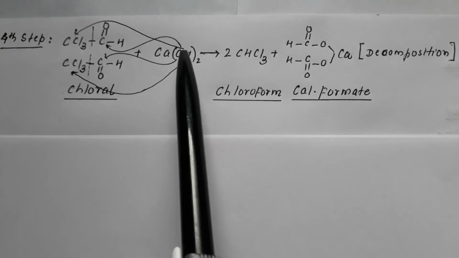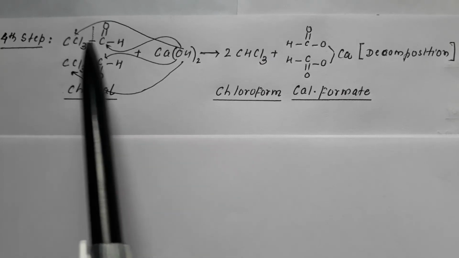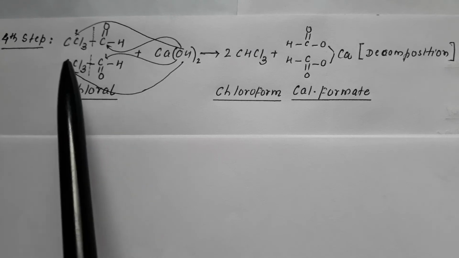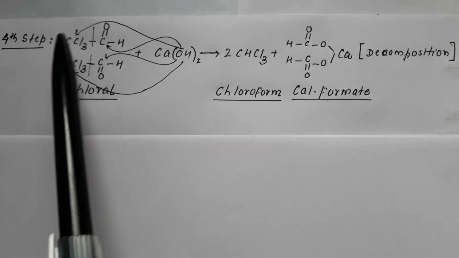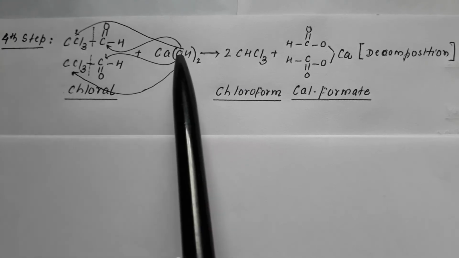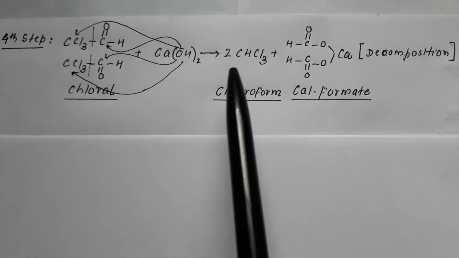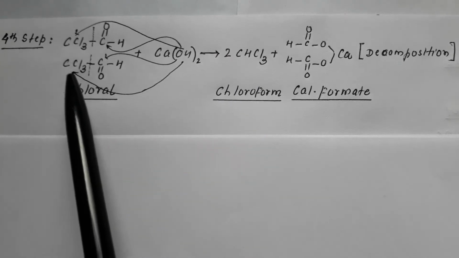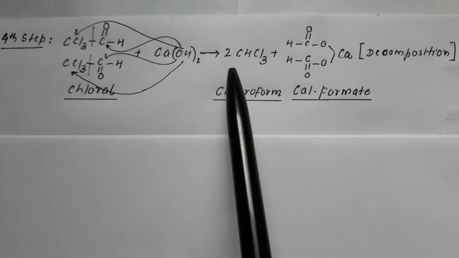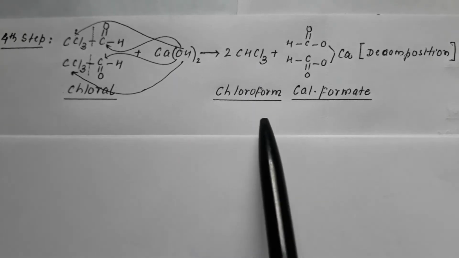So 1 H combines over here. This bond between carbon and carbon breaks, and this H combines to form CHCl3. This H goes over here. It results in formation of CHCl3. One more H goes over here, forms one more molecule of CHCl3, that is 2 molecules of chloroform are formed.